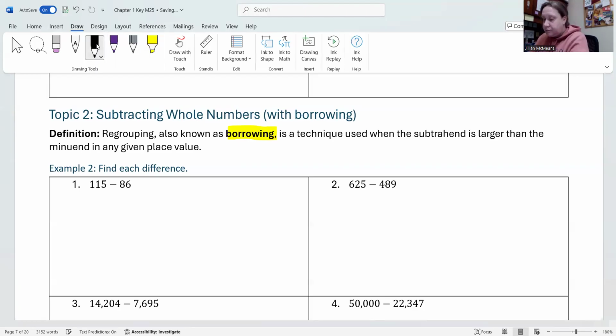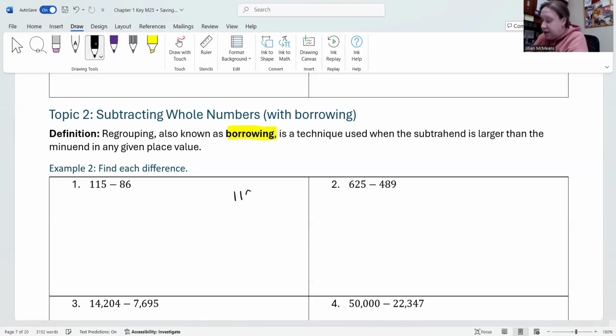Remember, there's a time and a place for a calculator, but there's also a time and a place where you don't want a calculator. And I will for sure assess you on whether or not you know how to subtract by hand. So, yes, the calculator is great, but you still need to know how to do this stuff by hand. Okay. So, let's look at example two. It says find each difference. That means subtract. And we're going to look at part one.